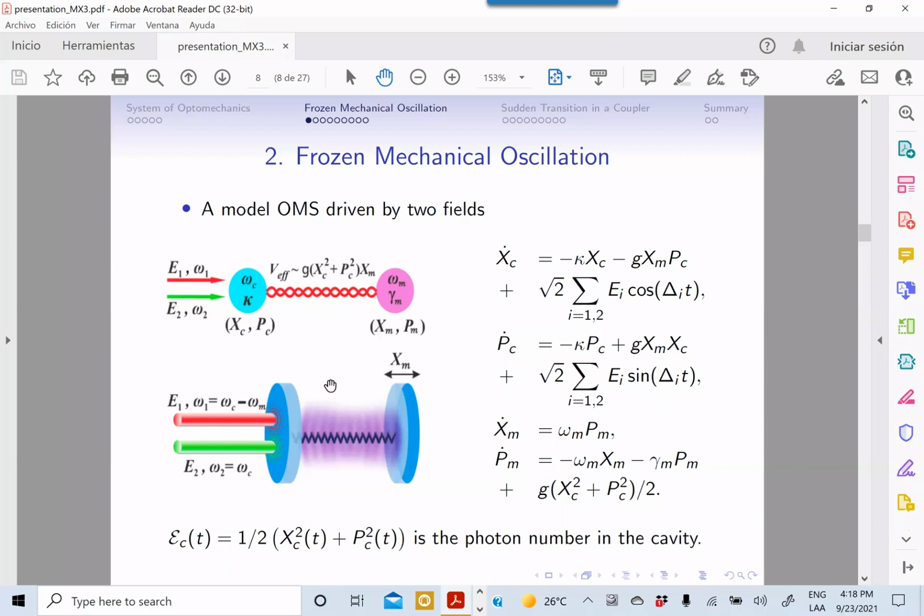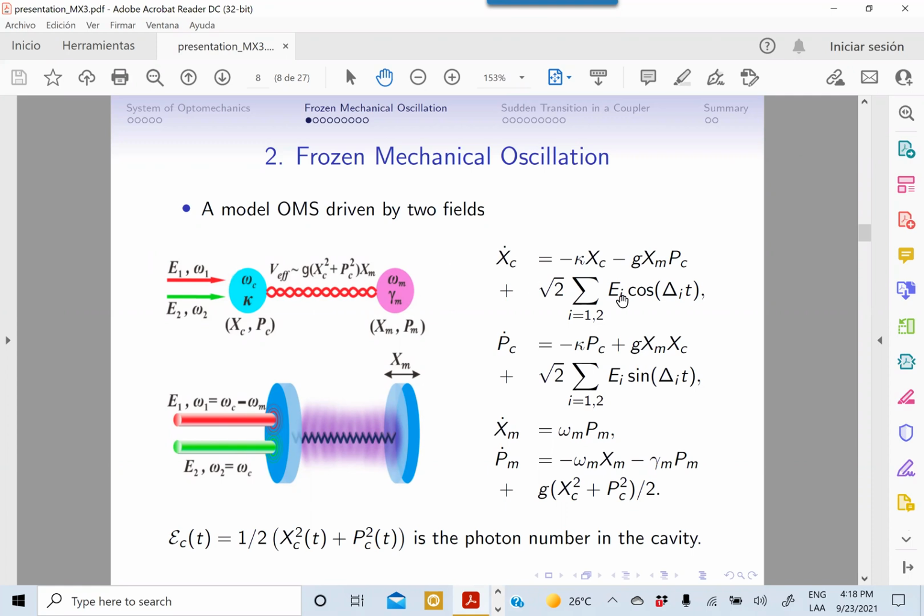And this system can be modeled by two oscillators. One of them is for the cavity field. The other is for the moving mirror, the mechanical oscillator. They are coupled to each other by a quadratic potential, as we explained already, which is proportional to G. It's straightforward to get its dynamic evolution equation for this type of system.